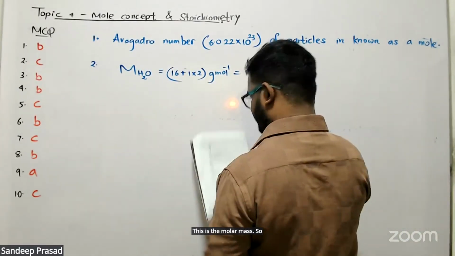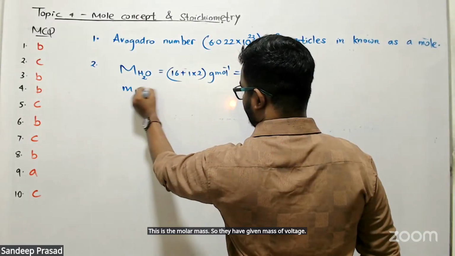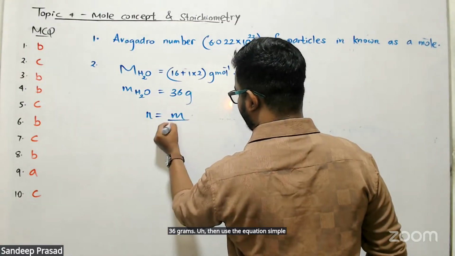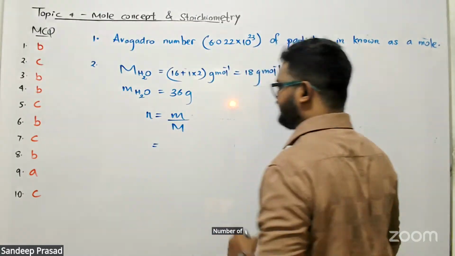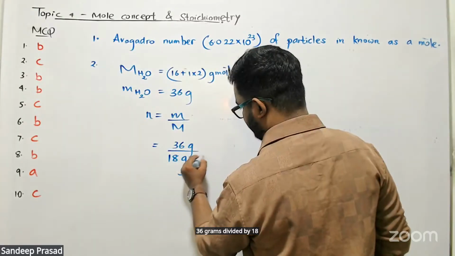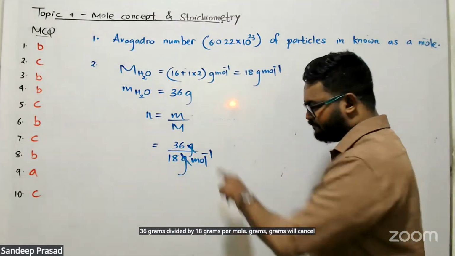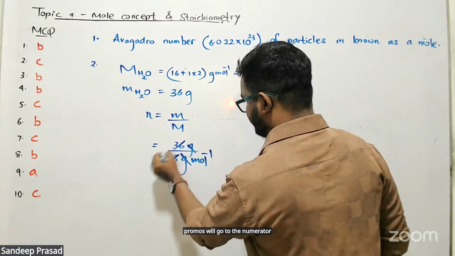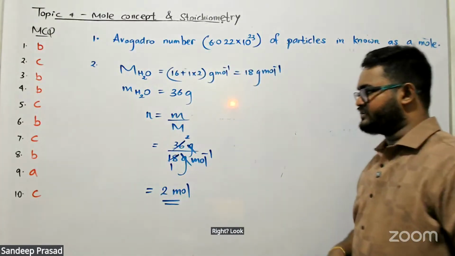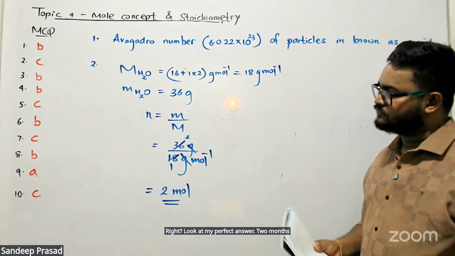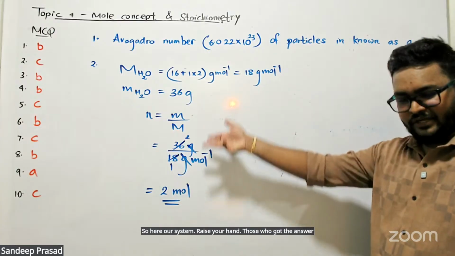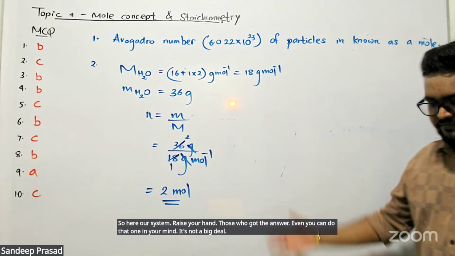So they have given the mass of water as 36 grams. Then use the equation simple n equals simple m over capital M. Number of moles equals mass divided by the molar mass. 36 grams divided by 18 grams per mole. Grams will cancel off. Per moles will go to the numerator. Answer is 2 moles. Look at my perfect answer, 2 moles. Raise your hand those who got the answer. Even you can do that one in your mind. It's not a big deal. Very easy.